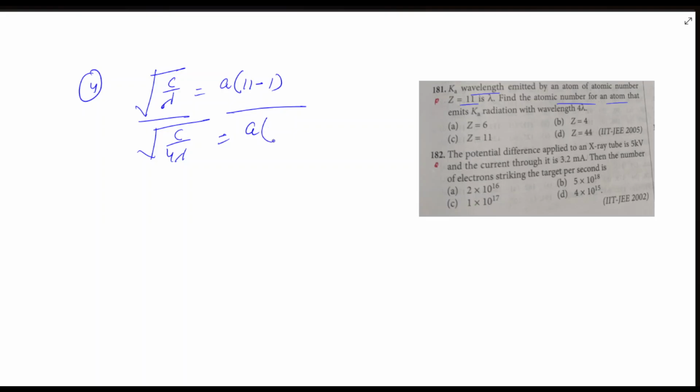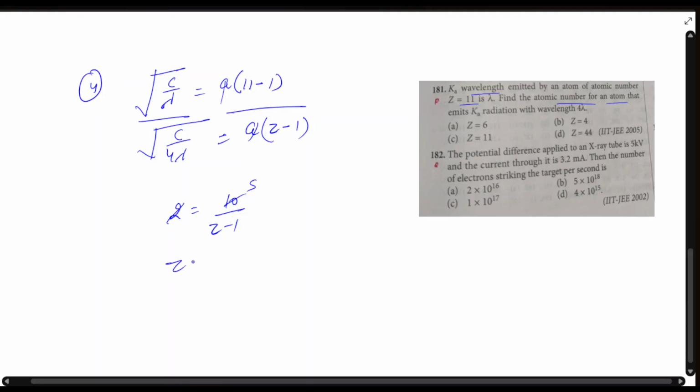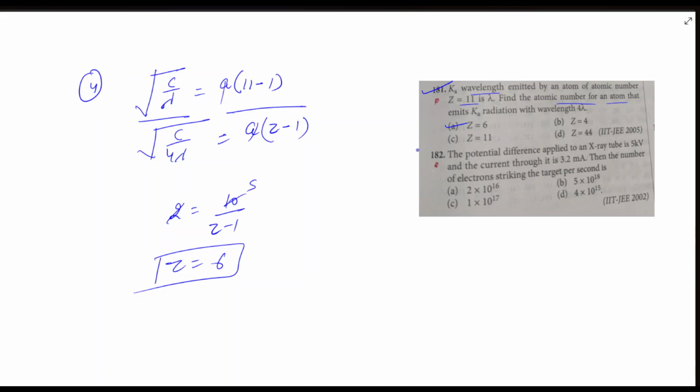We need to divide them. Z we need to find, and it will be 1. So this will be simply 2 equals, a will get cancelled, and this will be 10 upon Z minus 1. So this will be 5, so Z will be 6. Again, quite an easy question. A will be the option. Let's move on to our first question.